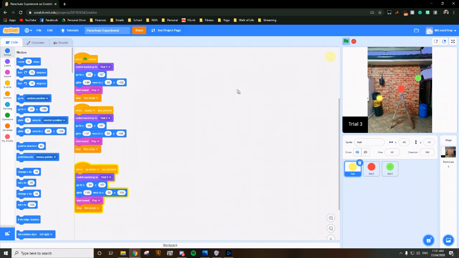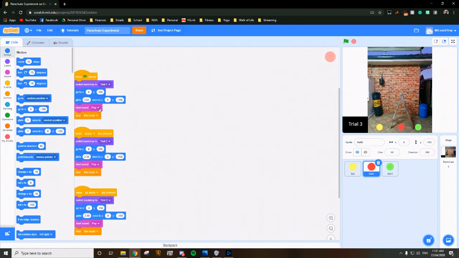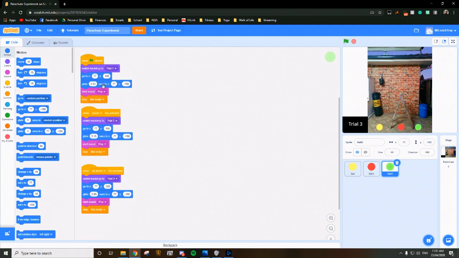What I struggled with was switching between the scenes. So what I needed to do was, the moment I press the green flag, which starts the animation, it shows trial 1. When I press the space bar, it skips to the next image, which changes trial 1 to trial 2. And then once again, when I press the up key, it changes the image to trial 3, and it shows the third test run, comparing each of the parachutes at the same time.